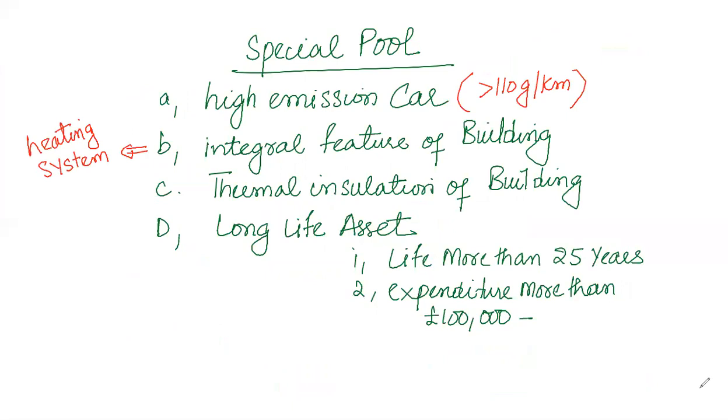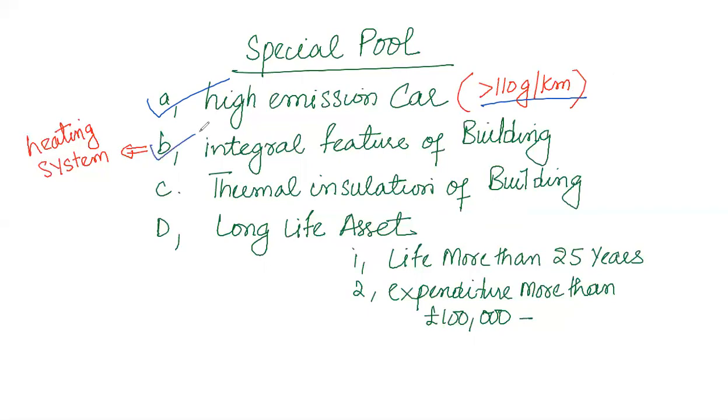Generally, when we purchase plant and machinery or a car, we can classify them as a main pool item. In the case of a car, we have already discussed whether it will be part of the main pool or a separate column. But which type of asset will be part of a special pool? There are 4 points. First, a high emission car. When you purchase a high emission car, that is, CO2 greater than 110 grams per kilometer, it is always a part of a special pool item.